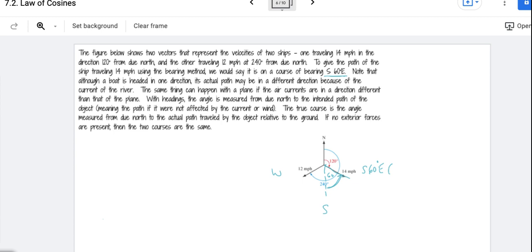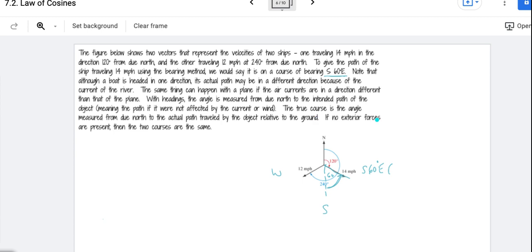All right, let me go on to the next sentence. Note that although a boat is headed in one direction, its actual path may be in a different direction because of the current of the river. The same thing can happen with the plane if the air currents are in a direction different than that of the plane. So the wind can slow you down, it can throw you off course, it can speed you up. With headings, the angle is measured from due north to the intended path of the object, meaning the path if it were not affected by the current or wind. The true course is the angle measured from due north to the actual path traveled by the object relative to the ground.